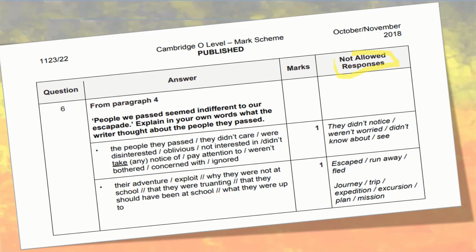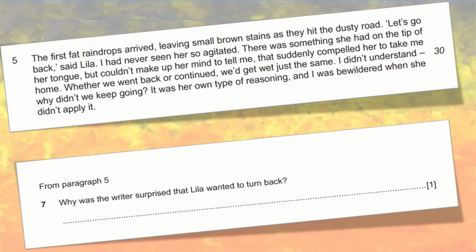Now we are on paragraph number 5. There is only one question, which is of 1 mark. Why was the writer surprised that Leela wanted to turn back? Now suddenly Leela decides that they have to go back. Now the writer is surprised because this is not the way Leela is. She is the one who never changes her plan.